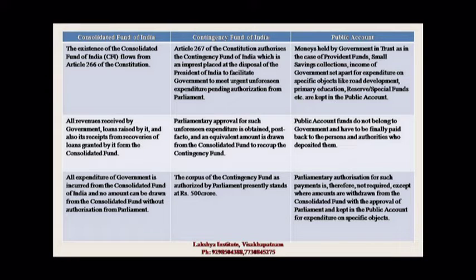Contingency Fund of India. Article 267 of the Constitution authorizes the Contingency Fund of India, which is an imprest placed at the disposal of the President of India, to facilitate government to meet urgent unforeseen expenditure pending authorization from Parliament. Parliamentary approval for such unforeseen expenditure is obtained post facto, and an equivalent amount is drawn from the Consolidated Fund to recoup the Contingency Fund. The corpus of the Contingency Fund as authorized by Parliament presently stands at ₹500 crore.